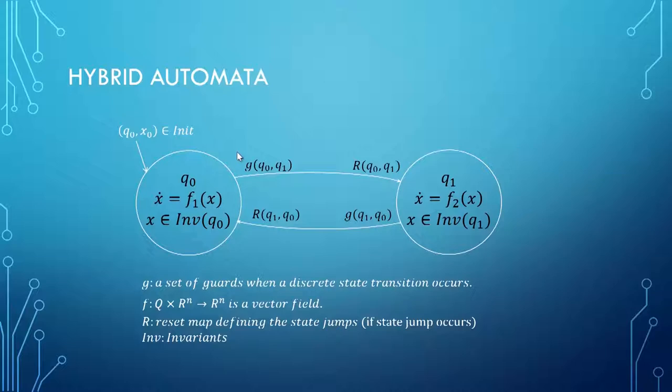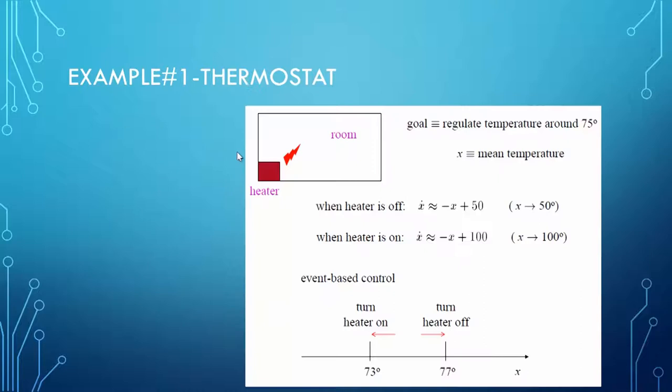That's when the discrete state transition occurs, okay? The discrete state means Q0 and Q1, okay? And X is a continuous state. And there's a reset map that happens when you switch from here to here. There will be a reset map that could reset the states, because the state, which is X or Q1, can be discontinuous, or we say it jumps, okay? And Inv is the invariant of Q0, for example, here, okay? For example, they might be vague based on this definition. So let's take a look at the example.